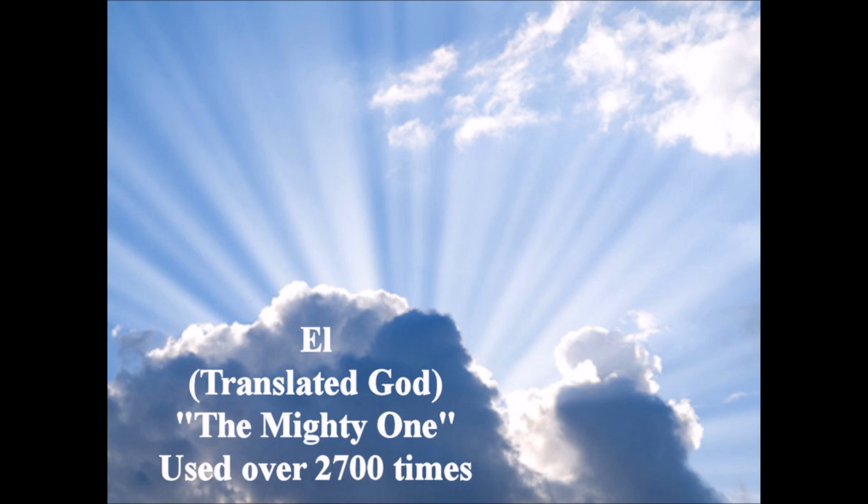The basic name of God in the Old Testament is El. All of the names of God that contain the two letters E and L in the Old Testament are translated in our English Bibles as God with a capital G. El means the Mighty One. It is a general term expressing authority, strength, and majesty. El is used over 2,700 times in the Old Testament.